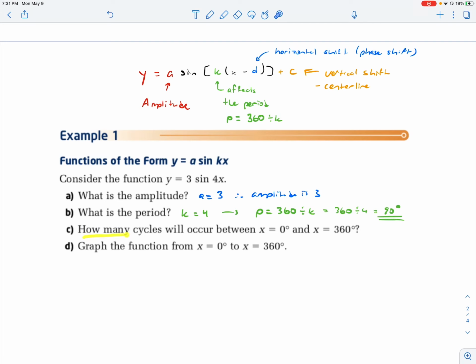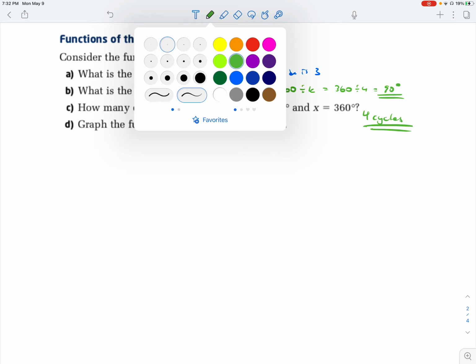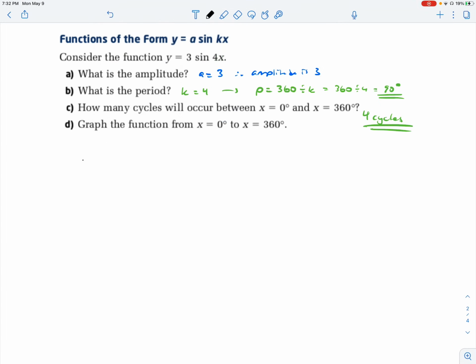Okay, the next question says, how many cycles will occur from 0 to 360? Well, we know that 4 cycles are going to fit now because the K value is 4. So we could say 4 cycles. 4 cycles of the graph will fit. Graph the function from 0 to 360. So knowing these things is really going to help us to generate a basic graph.